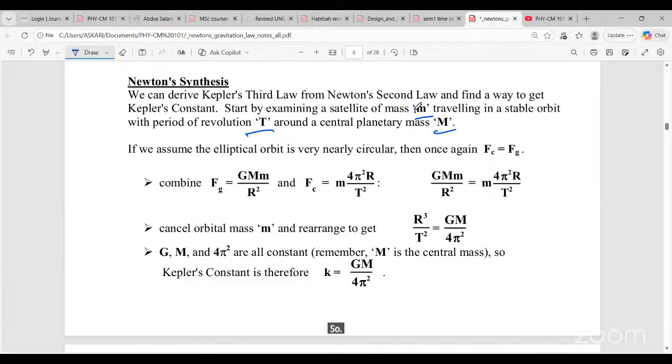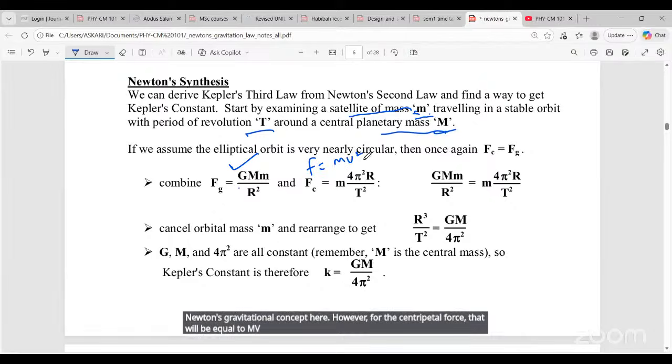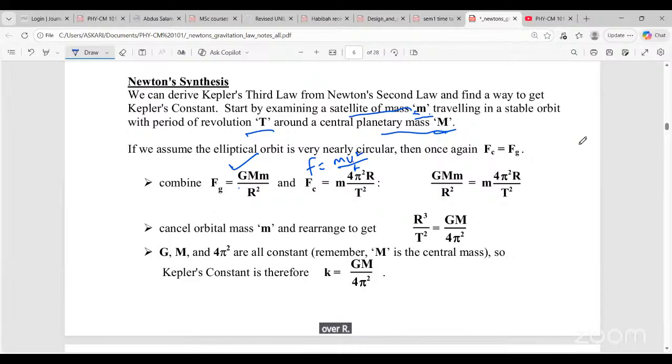Which means the small m and the capital M are interacting. The capital M is the planet, and the satellite m is in a stable orbit around it. So this is Newton's gravitational concept here. However, the centripetal force will be equal to mv squared over r. But what is your v? Your v is omega r.